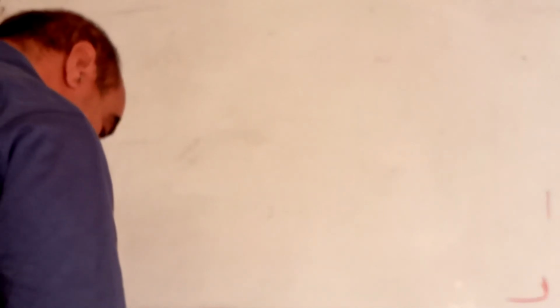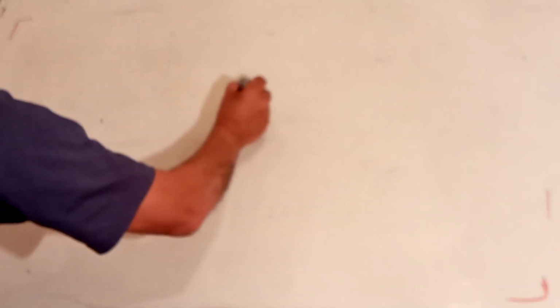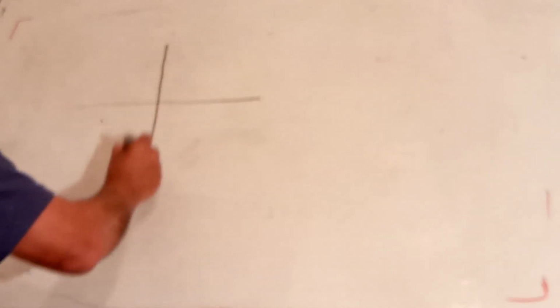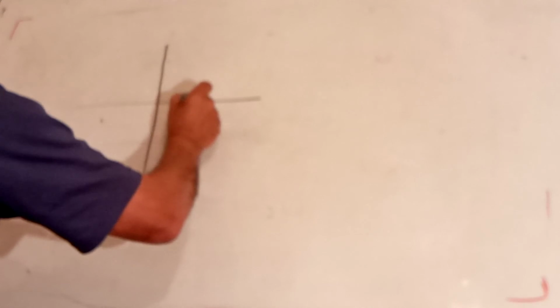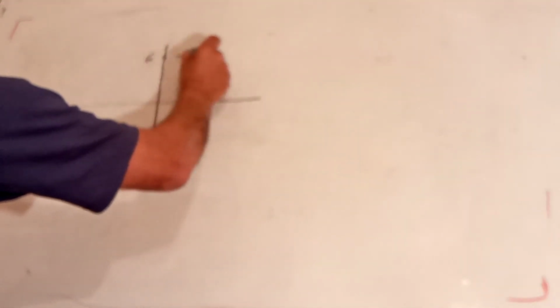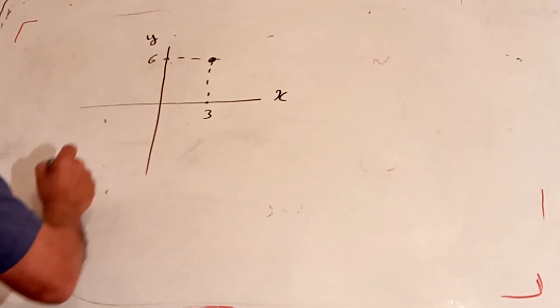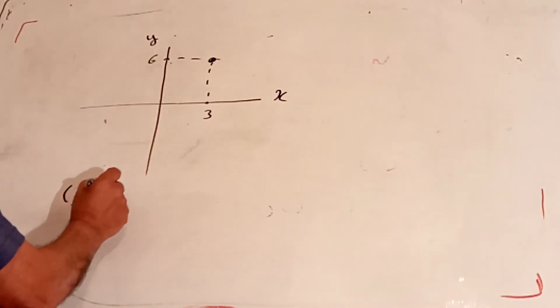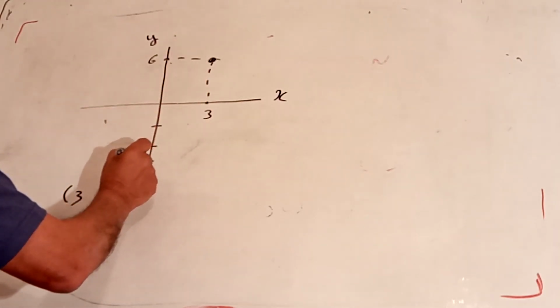Let's go to number C. Find the coordinates of the reflected point where each is reflected over the x-axis. Here is a different story. Over the x-axis, let me have 3 and 6. This is 1, 2, 3. Say this is 3, and say this is 6. So the point 3 and 6. But it was reflected over the x-axis. This is the x, and this is the y-axis.